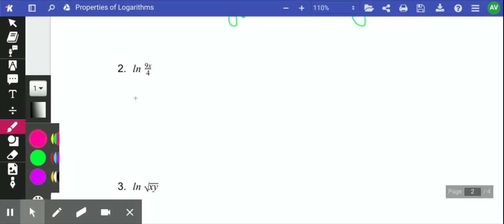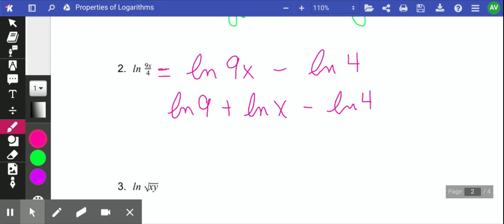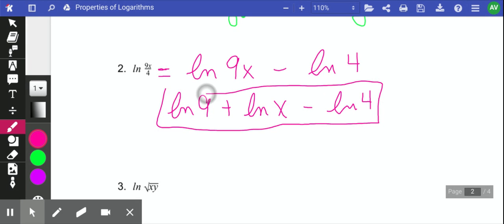All right, now let's give this one a try. So for this problem, I have the natural log of 9x over 4, or divided by 4. So here I see I'm going to have a product and I have a quotient. All right, so I'm going to do this one step at a time, but as you get good at these, you could probably do them all in one step. So I have the natural log of 9x minus the natural log of 4. Now, of course, this is a product and we can separate this. So I'm going to separate this one to be the natural log of 9 plus the natural log of x minus the natural log of 4. And that's my final answer there.